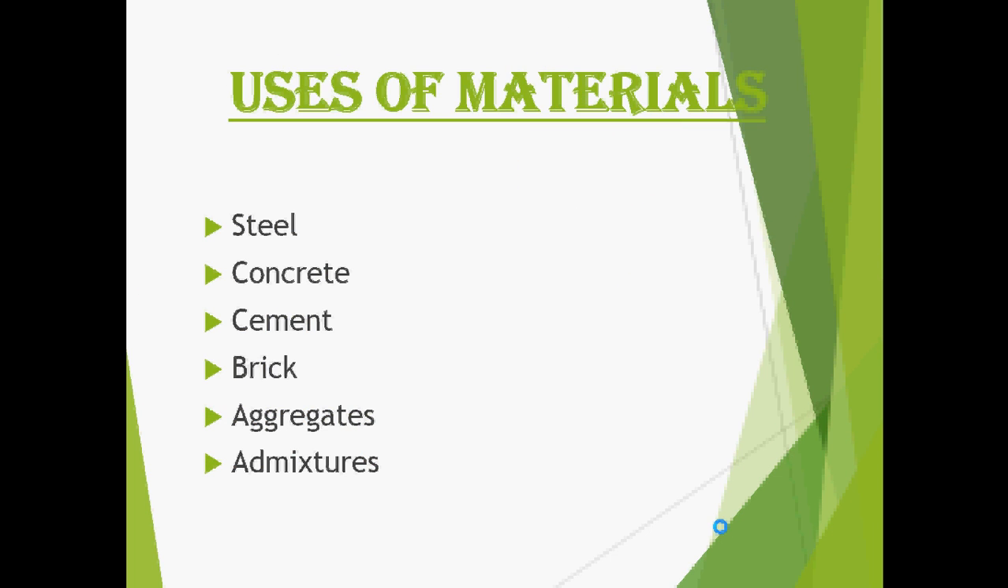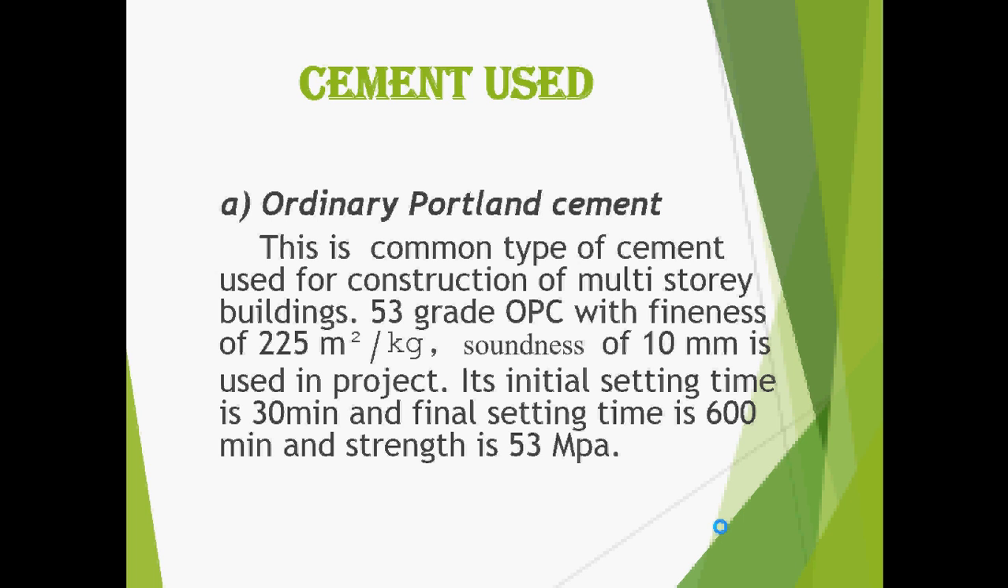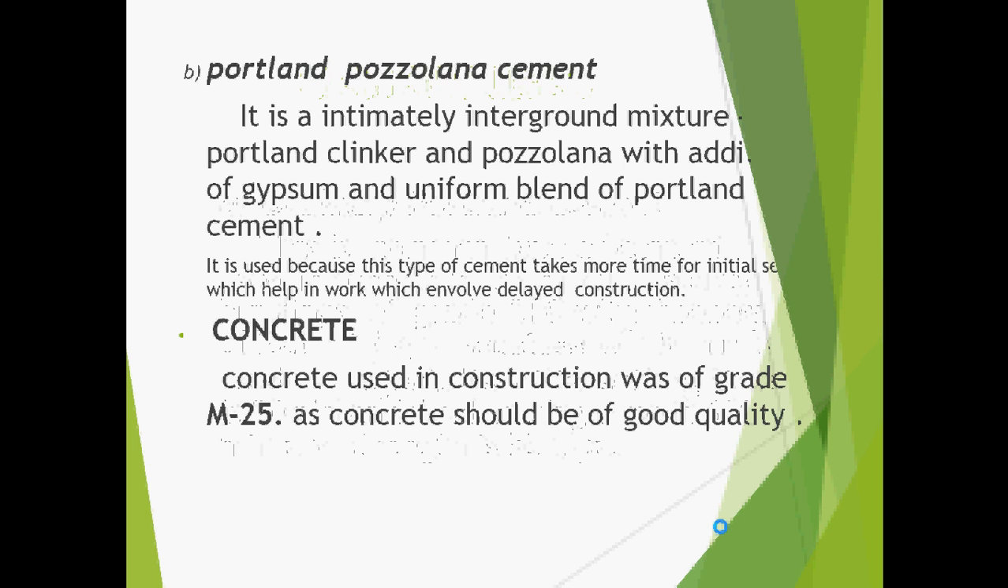And these are some major materials used in any construction work, that is steel, concrete, cement, brick, aggregate and admixtures. Two types of cement were used in our project, that is ordinary Portland cement and Portland pozzolana cement. M25 grade concrete is used in our project as concrete should be of good quality.